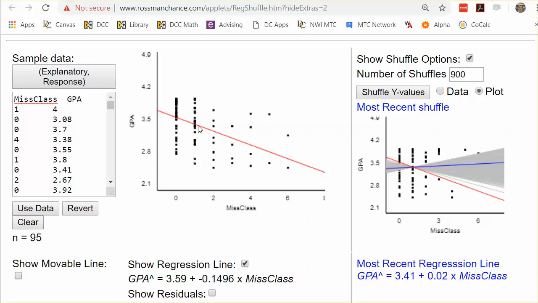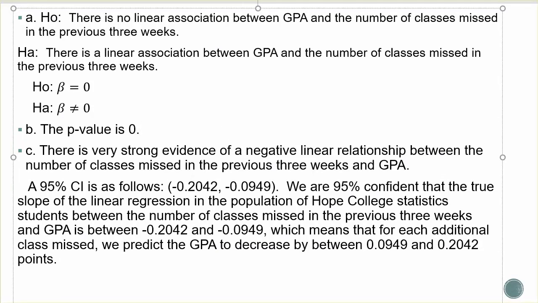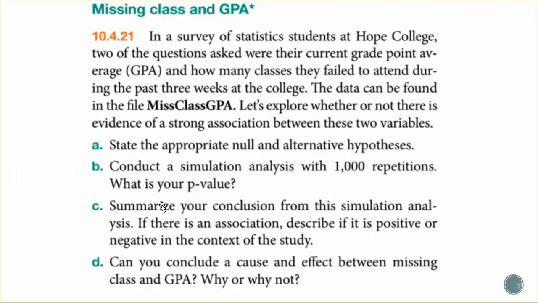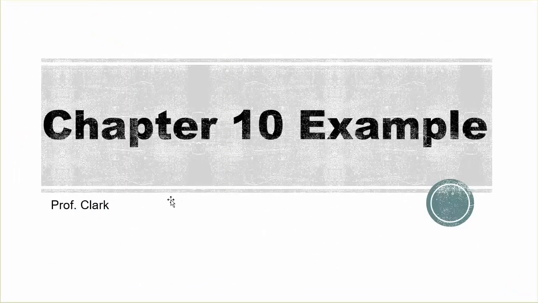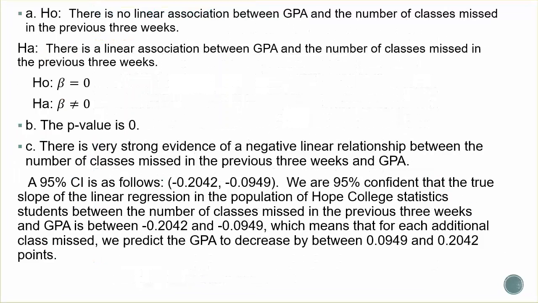Okay, so let's go back to our thing. The p-value is 0, and the question they wanted us to answer was to summarize a conclusion. If the p-value is 0, then what do we conclude? We conclude there's very strong evidence of a negative linear association between the number of classes missed in the previous 3 weeks and the GPA, at least for students in statistics classes from Hope College.